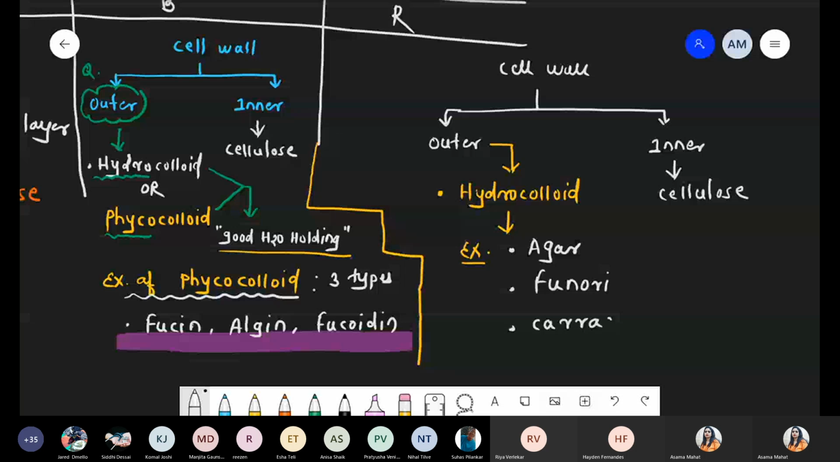Fucoidin, algin, ficodine: hydrocolloid material in case of brown algae. Agar, phenolic, carrageenan: hydrocolloid material in case of red algae. Right? And one favorite question which is coming from the agar.